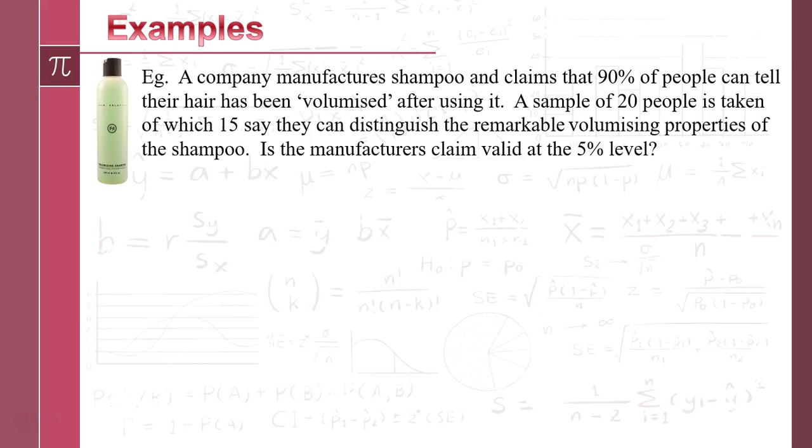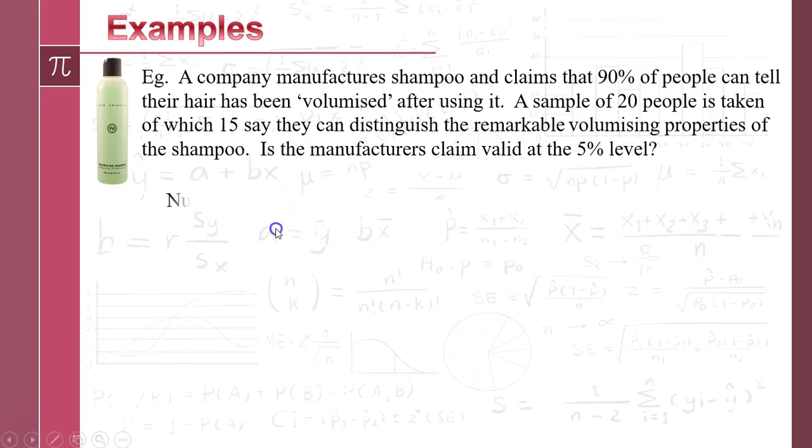If you look out for it in adverts, it gives the sample of people that they took and how many people actually said yes, they agreed with the manufacturer's claims. So what we've got is a company that manufactures shampoo claims 90% of the people can tell their hair has been volumized. So they take a sample of 20 people, of which 15 say they can distinguish the remarkable volumizing properties. Is the manufacturer's claim correct at the 5% level? Is it possible that 90% of people can actually tell that this product works?